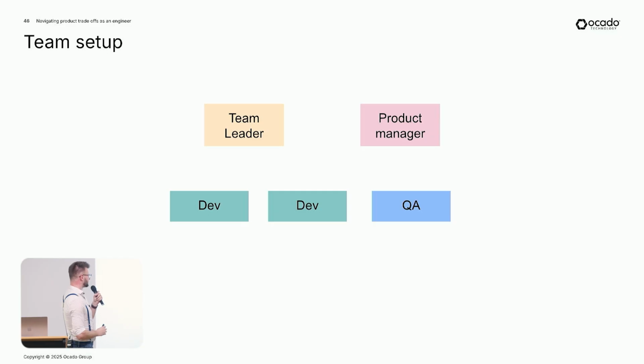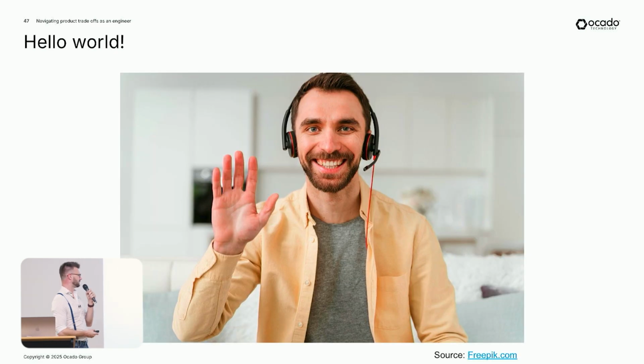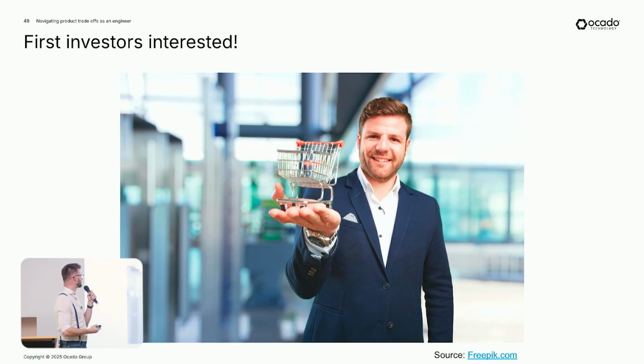It was a really, really small project. We were just two developers, a team leader, a product manager, and a QA. And quite soon we were able to get this working. We were able to show the POC to the investors. Some people got interested in that, so we had a small success. But along with the investors, there came additional challenges.